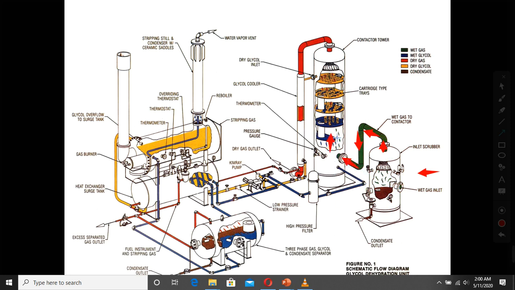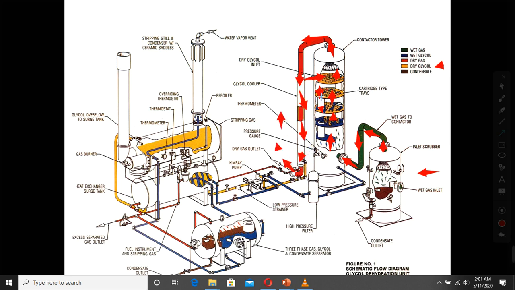Here. Then this gas flows up. Okay. Then on the other side, we inject the dry glycol from this side. This yellow one, as you can see there. Dry glycol is injected here. This dry glycol is going down. Here they meet each other. Okay. And the clean gas then goes out like this one.